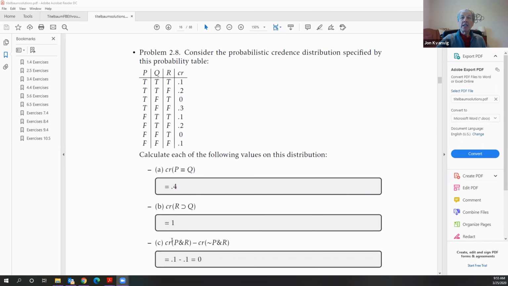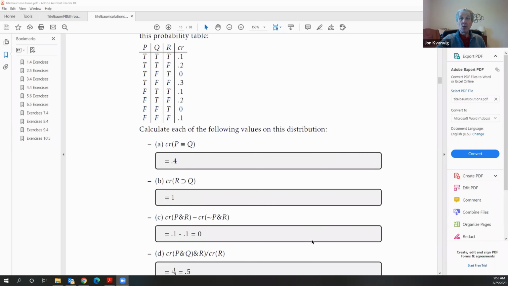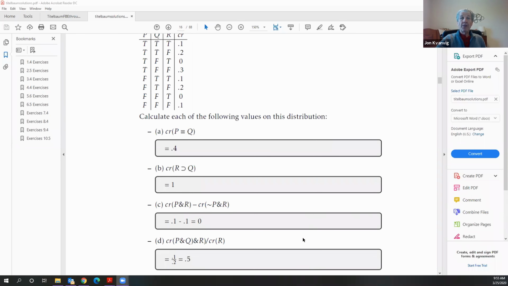How about the credence of P and R minus the credence of not P and R? And that's 0.1 minus 0.1, which is 0. And I think by now you can look to see which lines both P and R are true, and lines where P is false but R is true, and see that they sum to 1 in each case. Okay, the only new thing is a conditional credence. Well, not a conditional, but a fraction.